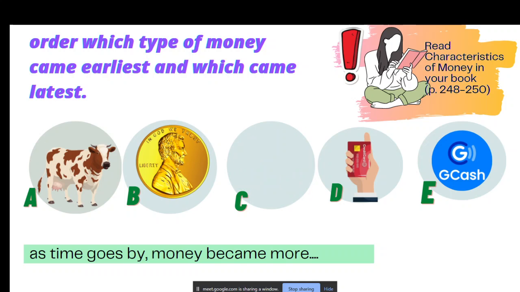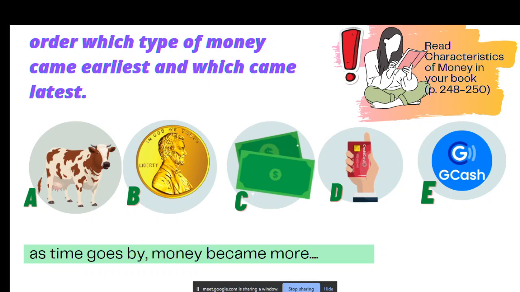What do you think could still be a problem with using gold and silver as money or as a medium of exchange? Gian, what could be a problem with using gold and silver as a medium of exchange? Expensive, very good. So it's costly, right?